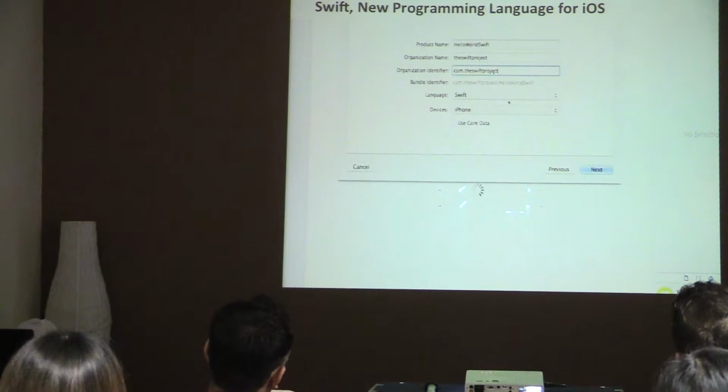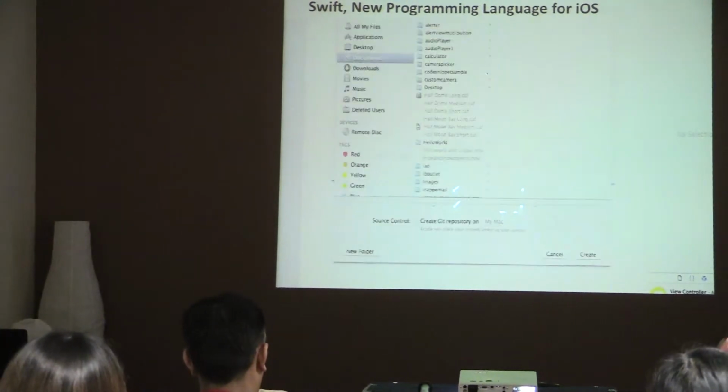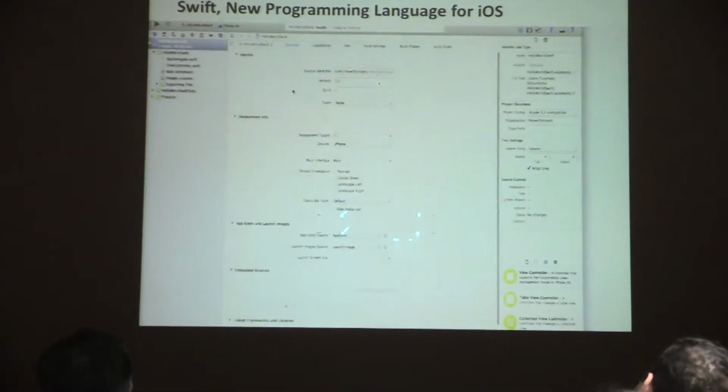dot hello world Swift. Now by default the language will be set to Objective-C, so you need to click on that and change it to Swift. The great thing about that is you can still develop Objective-C applications in Xcode 6 while also being able to use Swift. I'm also going to choose iPhone, and we're not going to be using core data because that's much more complicated. Click Create, choose somewhere to save it, and then click Create.